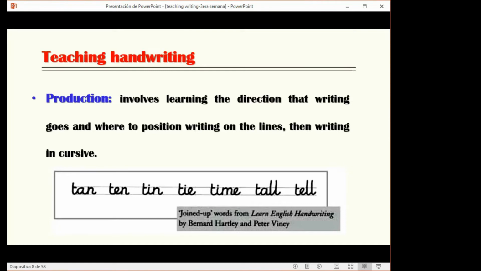So they start writing, they start producing these letters, all right? The direction of this, and the position of writing on the lines, and writing in cursive. As I told you again, this is from the beginning, when they start writing.